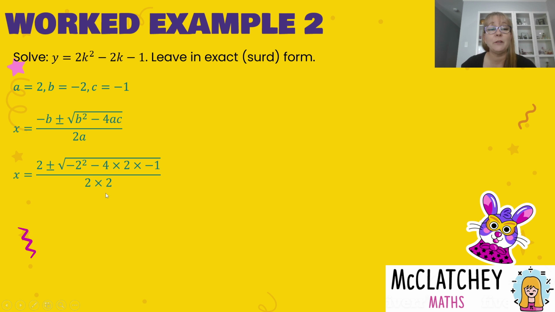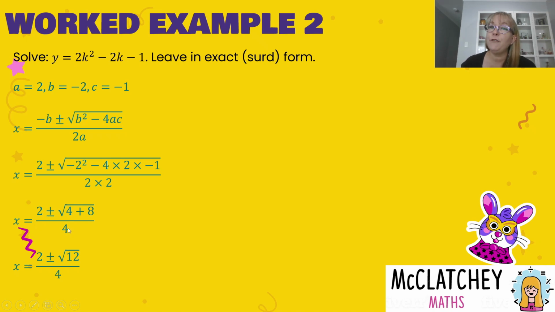Let's evaluate that a little bit further. So now I've got negative 2 squared makes positive 4. Negative 4 times 2 makes negative 8 times negative 1 makes positive 8. So now I've got 4 plus 8 here. 2 times 2 is just 4. And we know 4 plus 8 is equal to 12. So I've got 2 plus or minus the square root of 12.